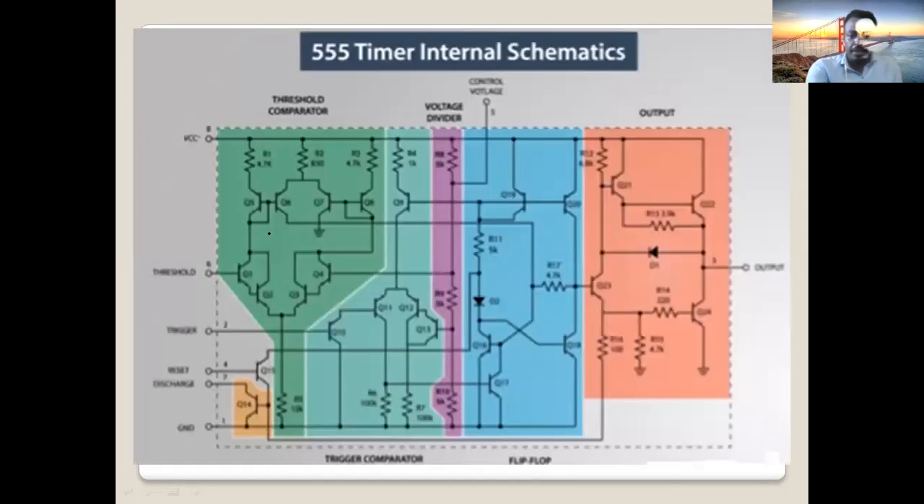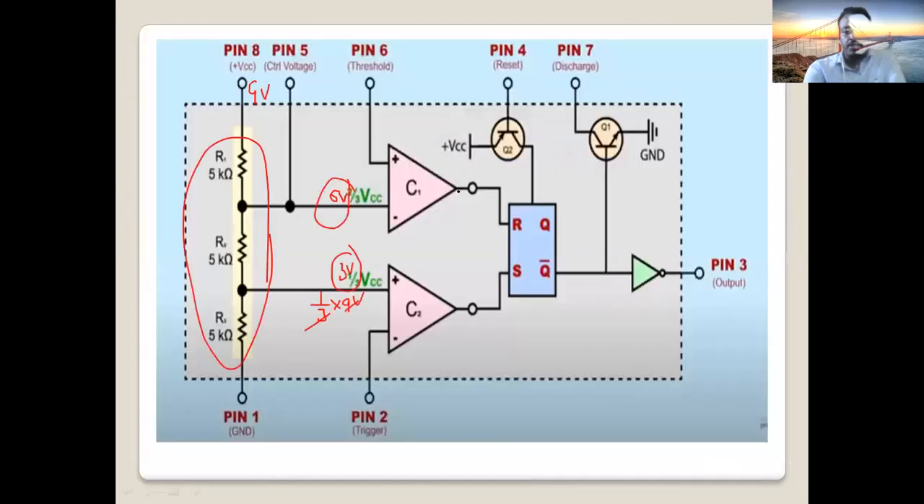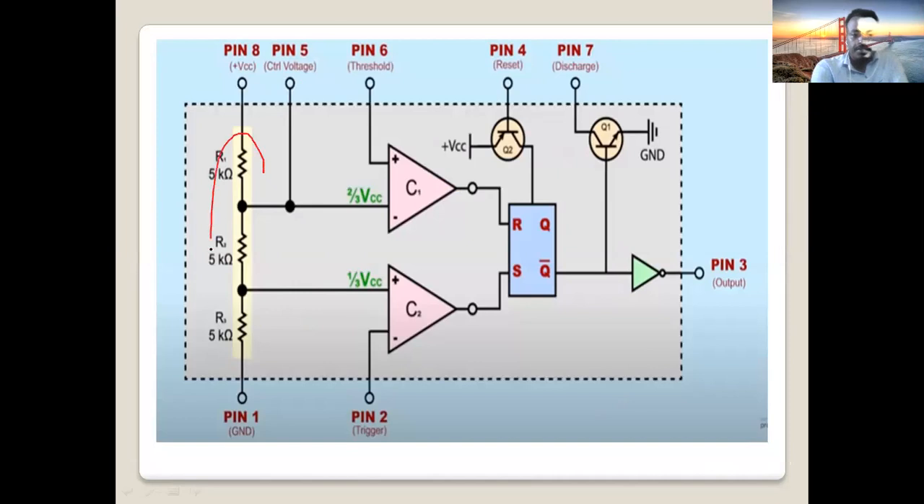If you see the schematic diagram, you can see these 3 resistors inside the IC. Right? How much? 5 kilo ohm here, 5 kilo ohm here, 5 kilo ohm. That's why the IC is called 555 timer. Okay? The IC is called what? 555 timer. That's the first part. The first part of our 555 timer is this voltage divider.